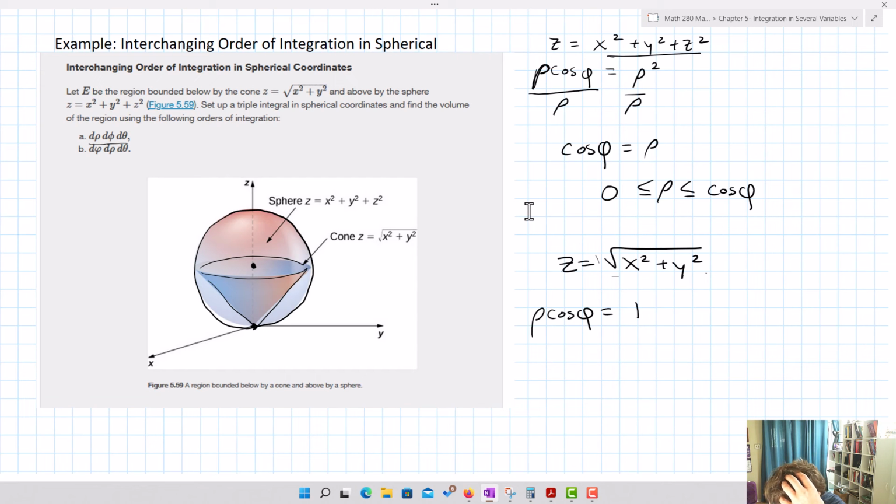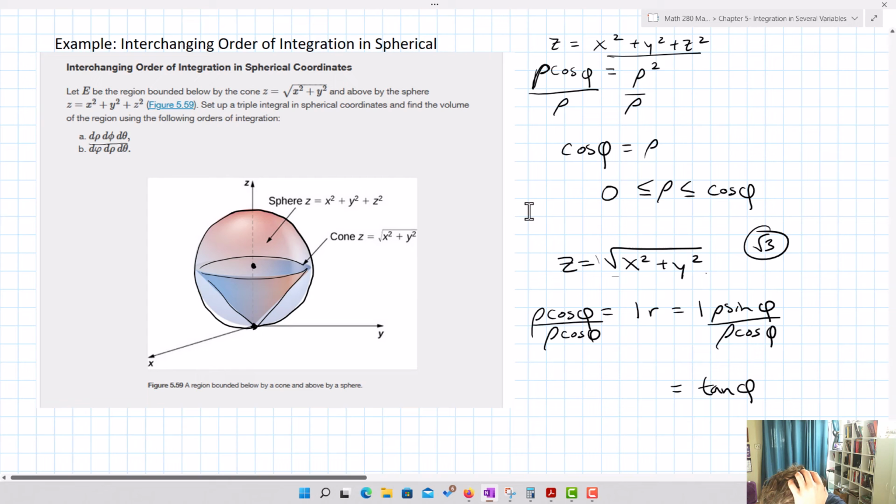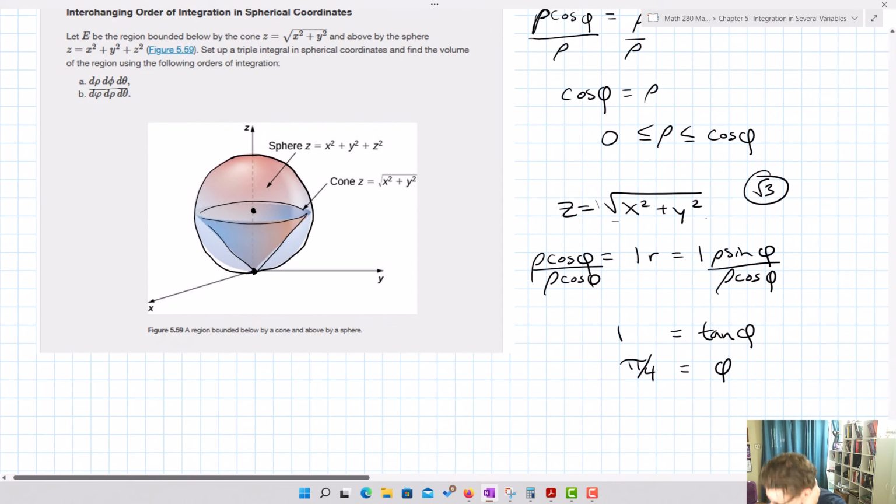So that's r, 1 times r, and that equals 1 times rho sine phi, okay? And very similarly, if you notice, before we had a square root of 3, if you remember the last problem, it was a root 3. This time it's a 1. So by dividing by rho cosine phi, we get that tangent of phi is equal to 1, and that means that phi is equal to pi over 4, because that's what tan phi of 1 equals.